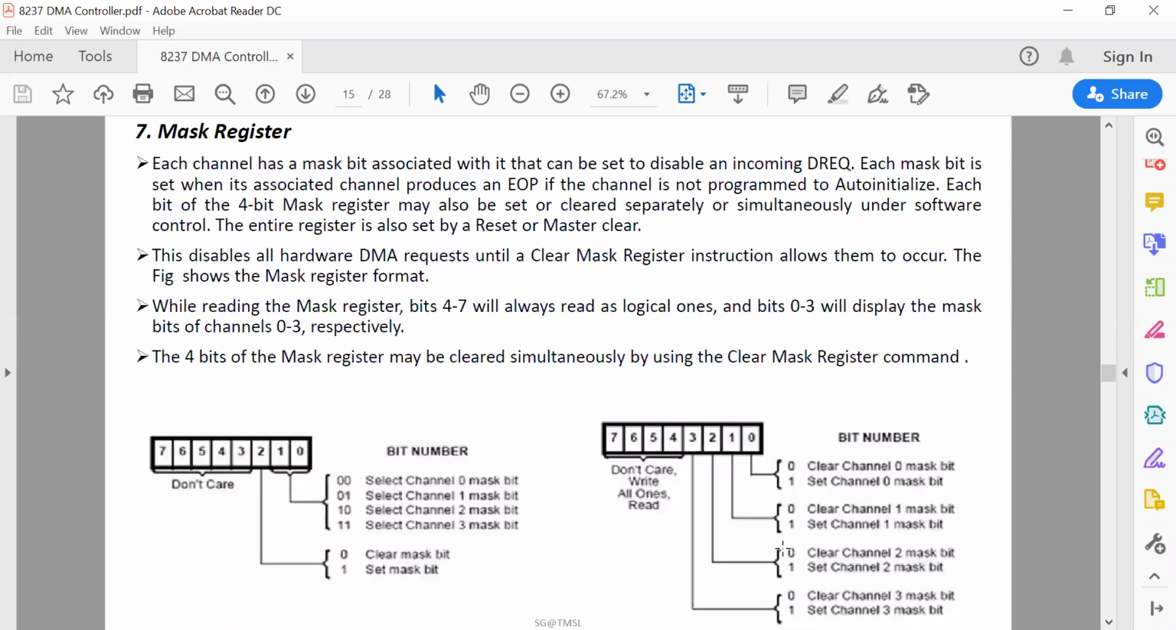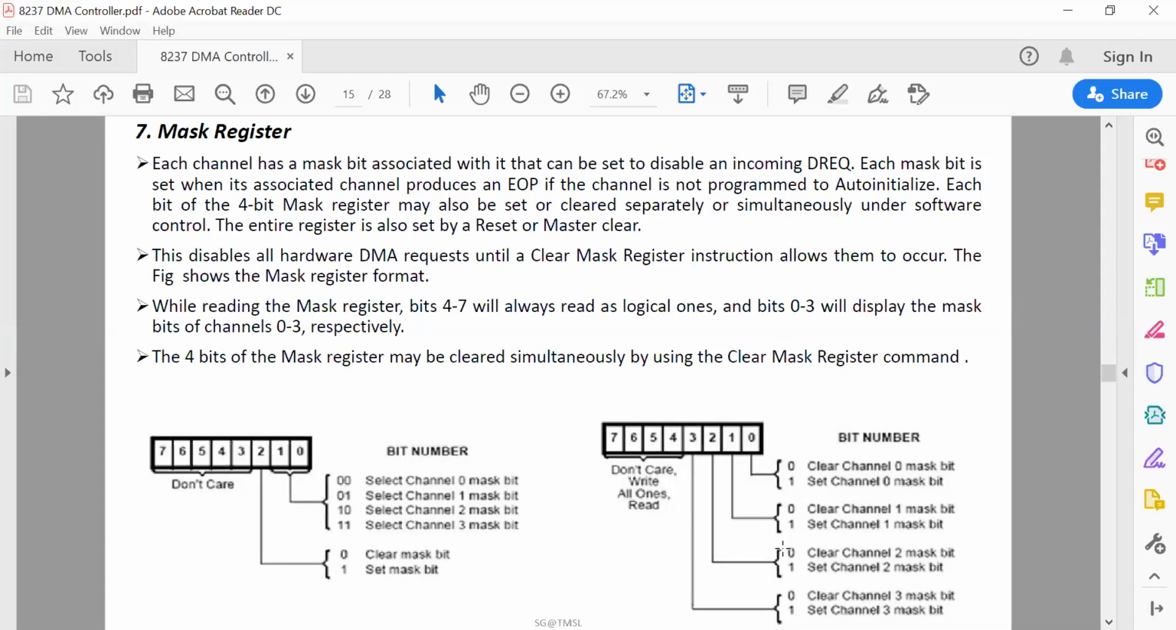This bit is set when the corresponding channel produces an end of process signal if the channel is not programmed for auto initialization. The register is set to FF after a reset operation, automatically it goes to FF. This disables all the DMA requests till the mask register is cleared. Until it is cleared, meaning all bits are 0, it will disable all the DMA requests.